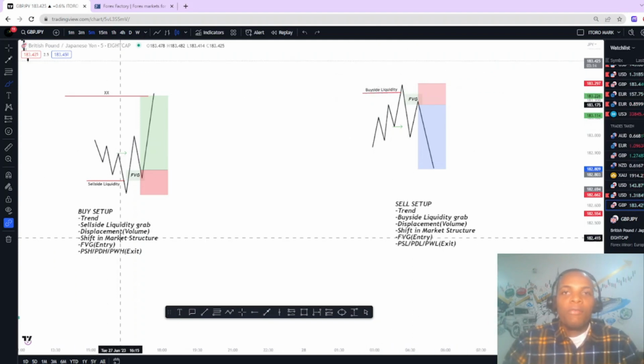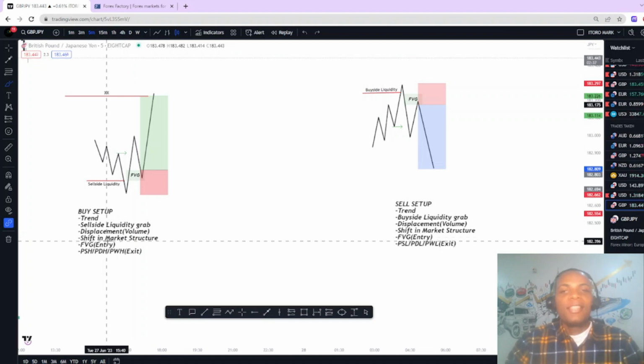Now, the next concept here is displacement. Displacement is a simple word for volume. Now, where do you want to see volume kick in the market? You want to see displacements in the market immediately after liquidity has been grabbed. So if liquidity has been grabbed and you don't see displacement in the market with huge candlesticks, then that trade setup is not valid.